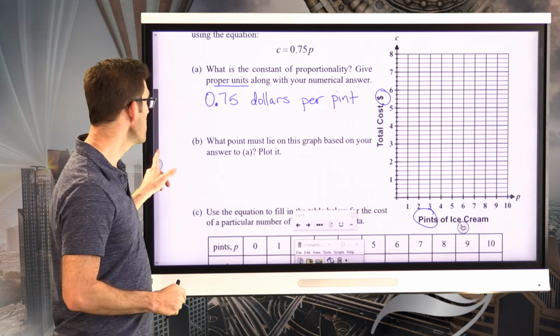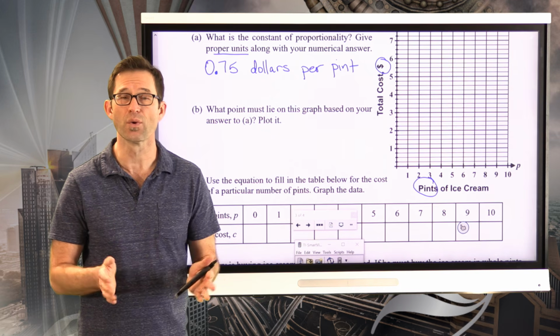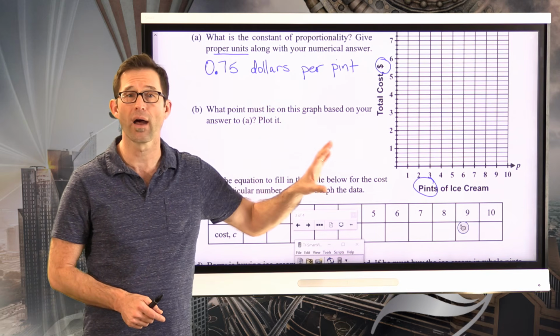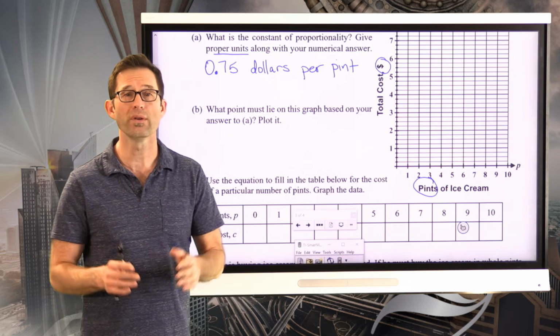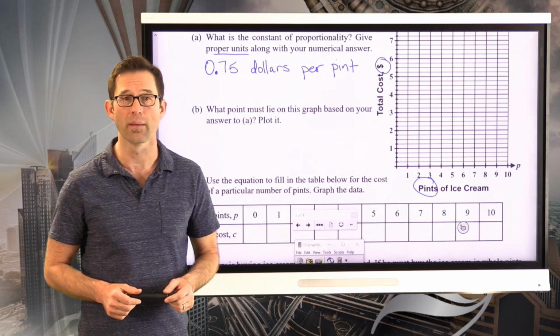Now, letter B asks us, what point must lie on this graph based on your answer to A? Plot it. All right, so we talked about how you can see the constant of proportionality on the graph as a given point. What point should it correspond to? Write that down and then plot the point on the graph paper.